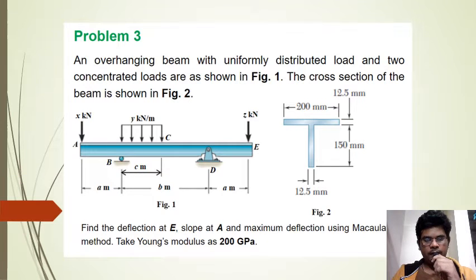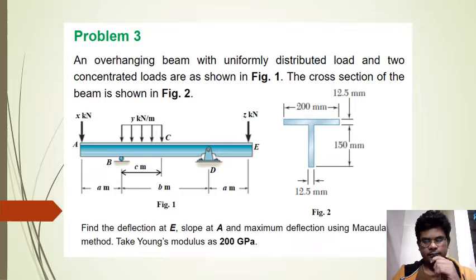Here, as you can see, there is a UDL acting between B and C, and at A we have a point load acting downward, and at E we have a point load acting downward, and we are given the cross section. So first we need to find the moment of inertia of this cross section, and then we are going to solve this beam using Macaulay's method. Note that here the Young's modulus of the beam is given as 200 gigapascal.